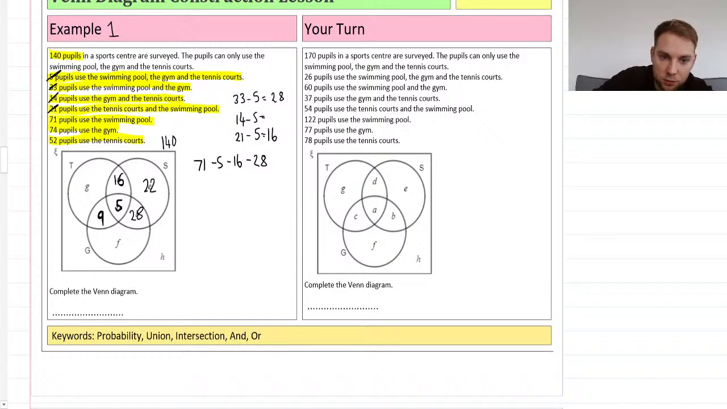Now, does that make sense? Do all of these add to 71? Well, we can check if we want. So let's just check that. 22 plus 16 plus 5 plus 28 is equal to that 71. So I can cross that off now. So let's cross off the 71 because I've done that.